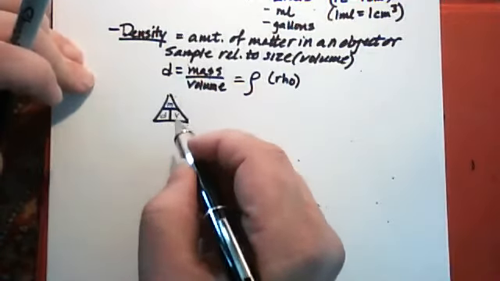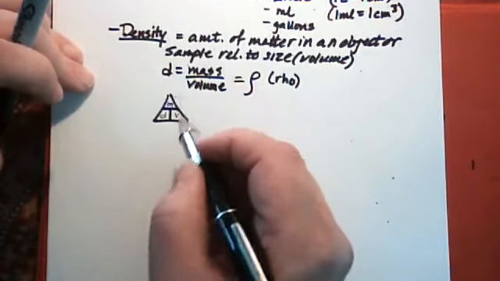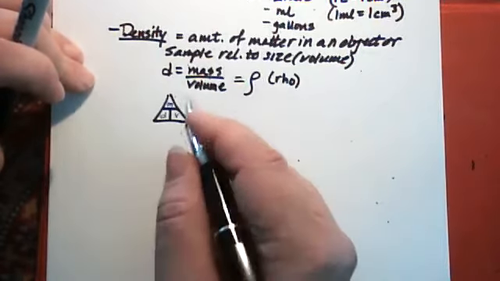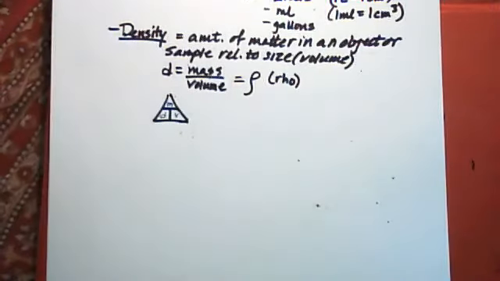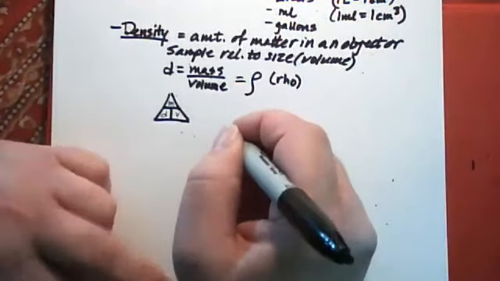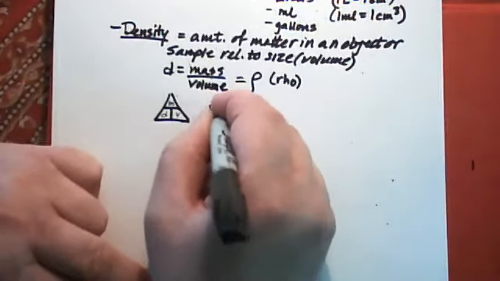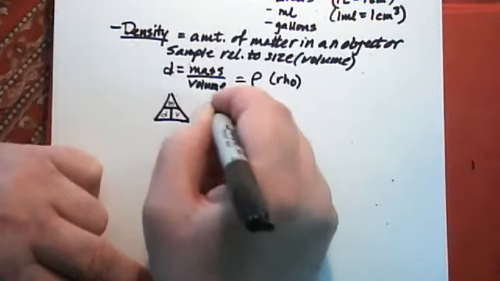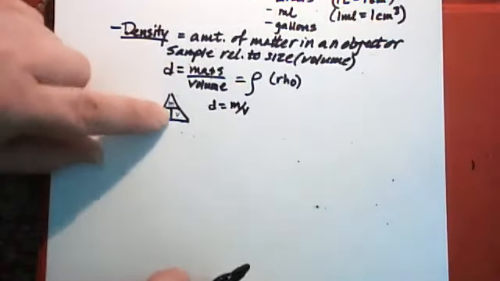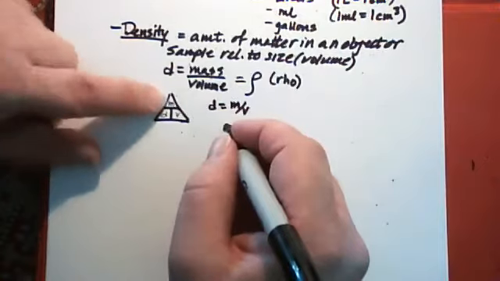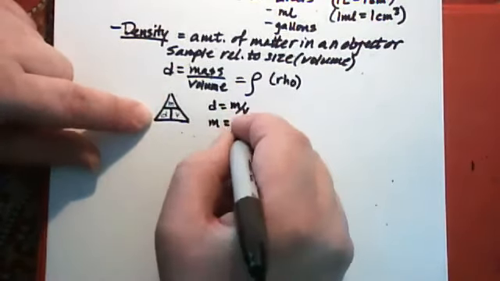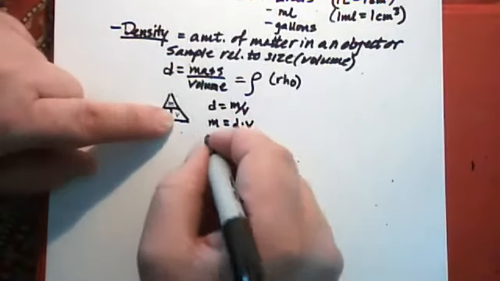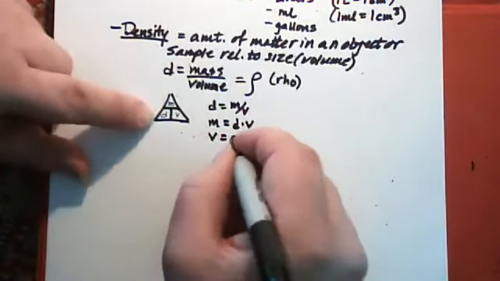And the nice thing about this is if you set this triangle up correctly, it helps you rearrange the equation. Because very often you'll know the density, and it'll be the mass or the volume that you're looking for. So we set up the equation knowing that density is mass over volume. But say, what if you want mass? That would be density times volume. What if you want the volume? It's mass divided by density.